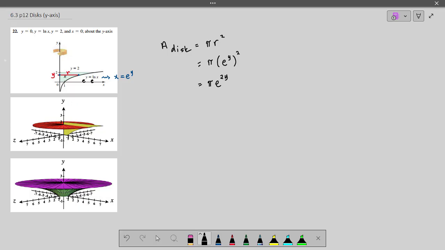Once we have the x isolated, it drops in for the radius. We have an area function. And now we use our generic understanding that the integral of area is volume. So if we integrate this with respect to y from 0 to 2, that will give us the volume of that shape down there.